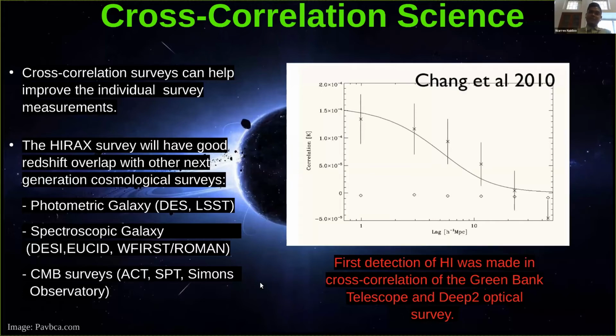Also, HIRAX will have good redshift overlap with many next generation cosmological surveys, such as photometric galaxy surveys like DES and LSST, and spectroscopic galaxy surveys like DESI, Euclid, WFIRST, and Roman. So we've also done some work on LSST and HIRAX cross-correlation. Mumita is actually leading that work, and we've started some Roman HIRAX cross-correlations also that we're looking at. In this case specifically, we look at the CMB survey, specifically CMB lensing surveys of an advanced ACT-like telescope.